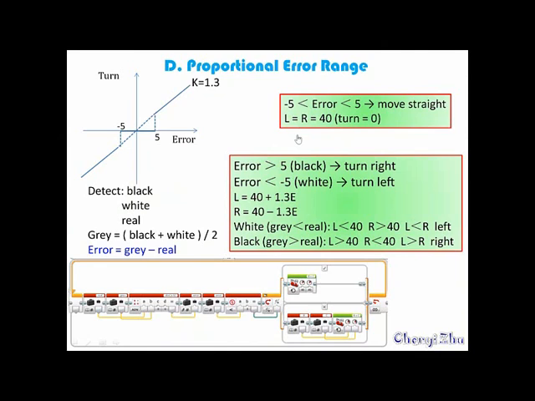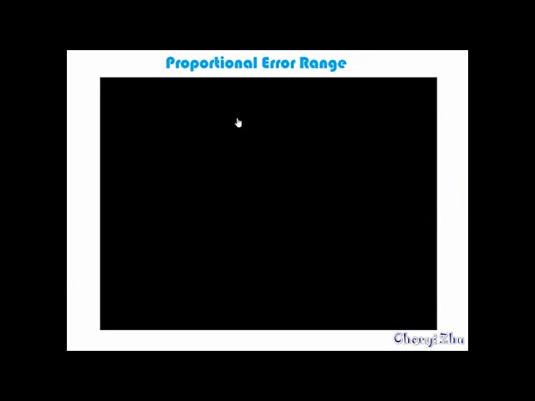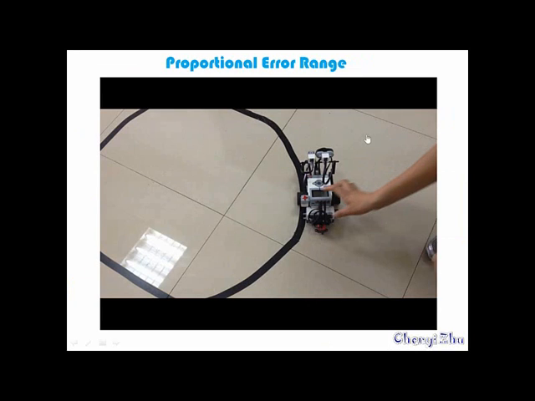If the error is more than 5, this one, the robot is on the black, so it should turn right. And if the error is less than -5, this here, the robot is on the white place, so it should turn left. The following is the power of the motor and a screenshot of the program. This can achieve what I said. This is its video.